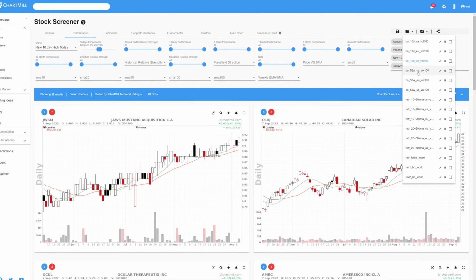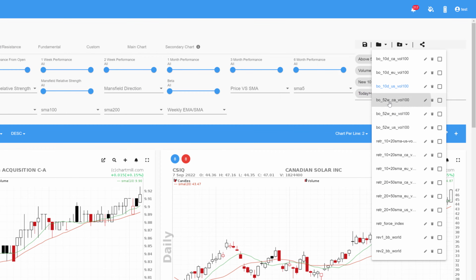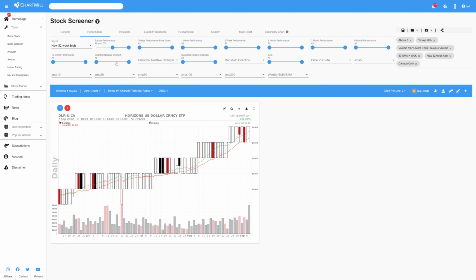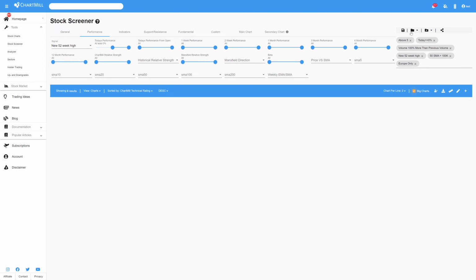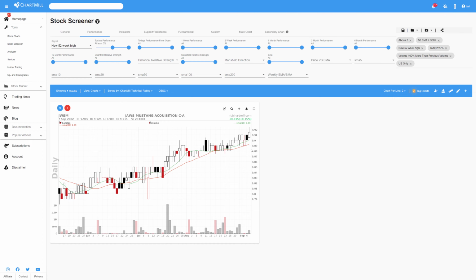Next is the breakout above the 52-week high. Again, let's start with Canada. Europe, no setups. US, just one setup, but I don't like it. Long upper tail.